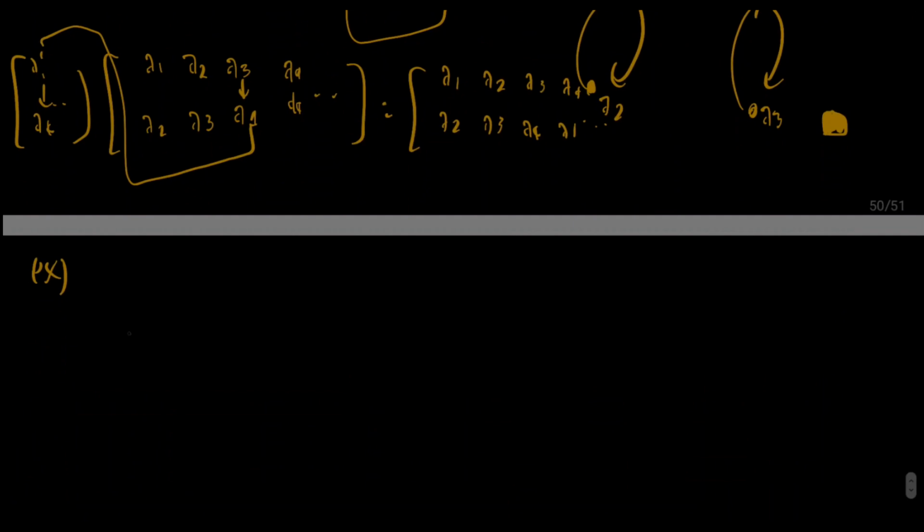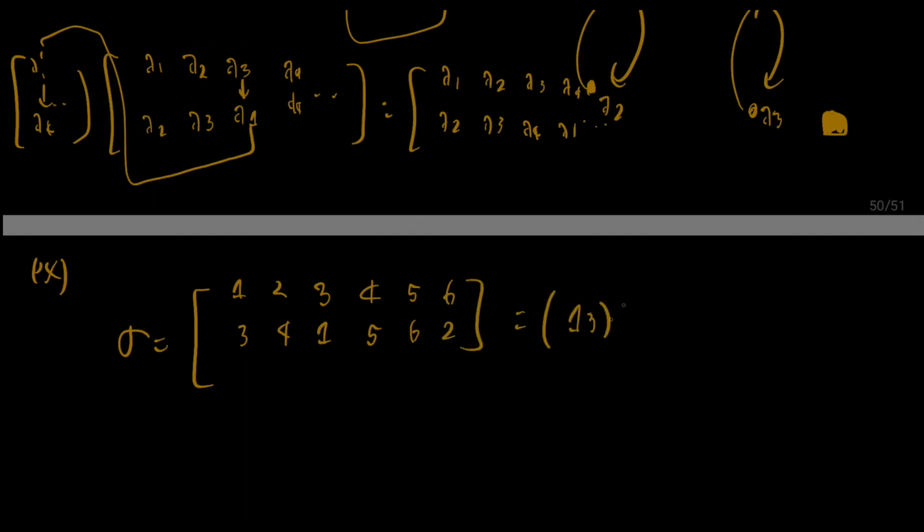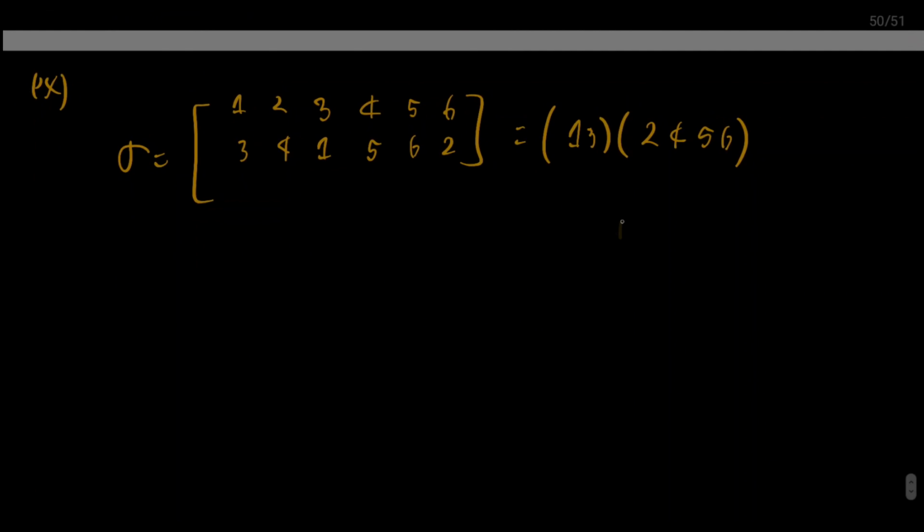So let's take this permutation here that maps 1 to 3, then 2 to 4, then 3 back to 1, then 4 to 5, 5 to 6, then 6 back to 2. In cycle notation this is just (1 3)(2 4 5 6). It's pretty easy to see it has order 4 by the theorem above. And we also have a disjoint cycle decomposition of this permutation. Let's now decompose it into two-cycles.